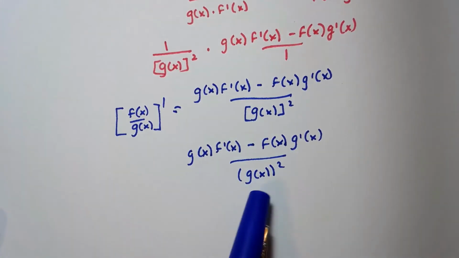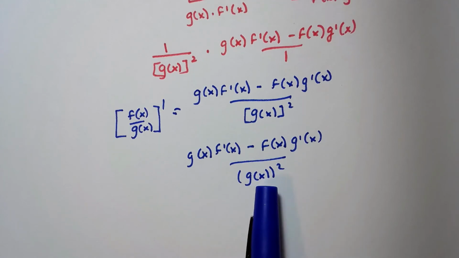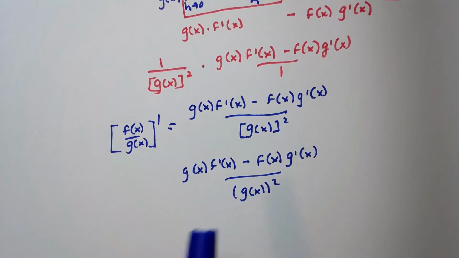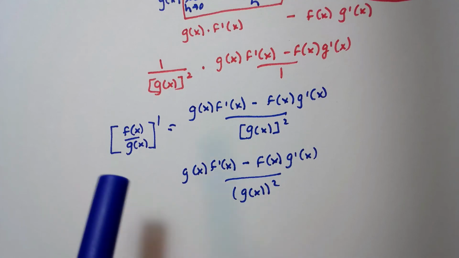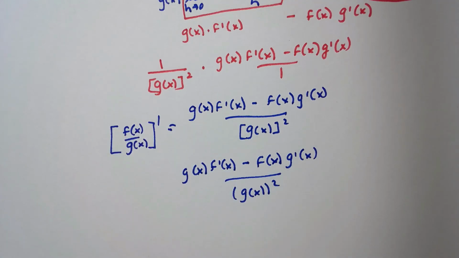Just know the rule. Low d high minus high d low over low squared, or the actual mathematical rule, which you need to know. And that's all you need is the rule. You need to know the rule, and you need to know how to apply it. You need to know what to substitute into what to get the derivative correctly.